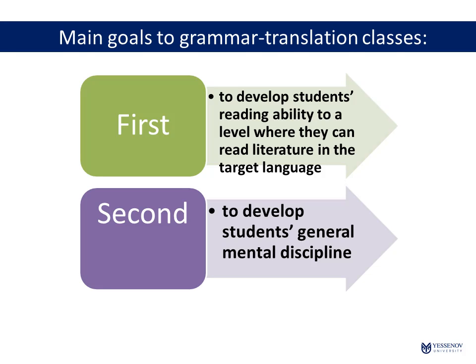There are two main goals in grammar translation classes. One is to develop students' reading ability to a level where they can read literature in the target language. The other is to develop students' general mental discipline. The users of foreign language wanted simply to know things of their interest in the literature of foreign languages. Therefore, this method focused on reading and writing and has developed techniques which facilitate more or less the learning of reading and writing only. As a result, speaking and listening are overlooked.